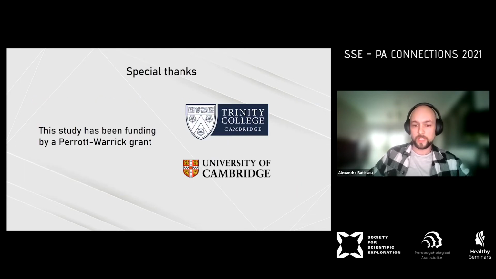We would also like to thank Trinity College of Cambridge, through which we obtained a Perrott-Warrick grant, which allows us to finance the study and the Ganzfeld.